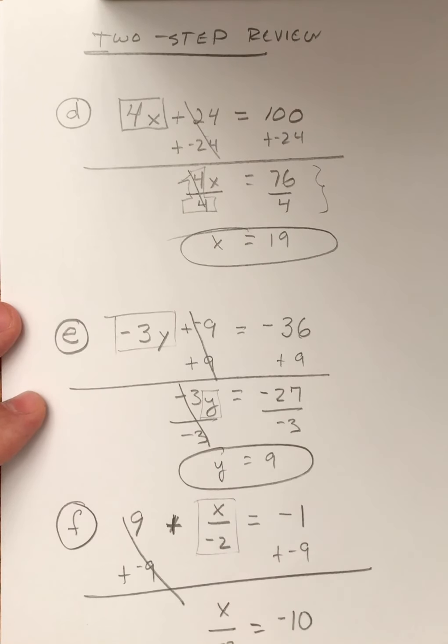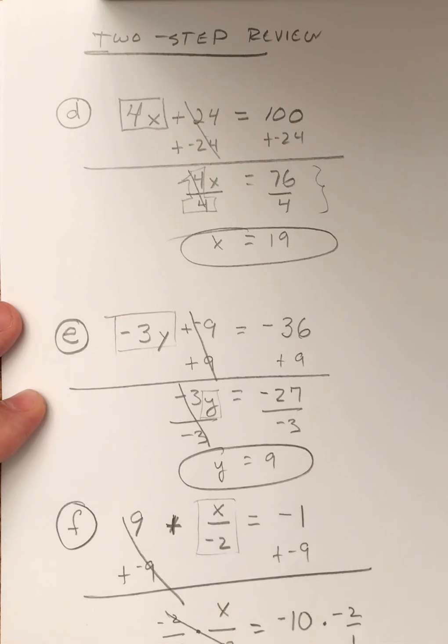I have a feeling I'm going to get a lot of people here on this. The answer has nothing to do with 5. Okay, I need to get this alone. So I'm going to do the opposite of divided by negative 2. That's multiplying by negative 2. I like to put negative 2 over 1 and negative 2 over 1. These cancel, and I get x equals 20.